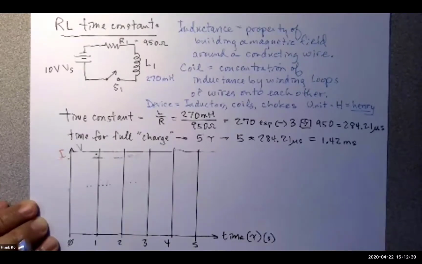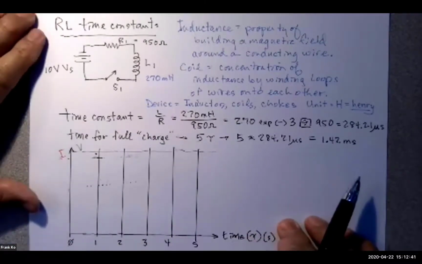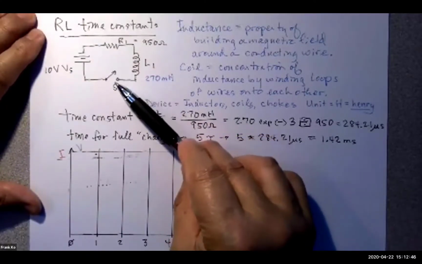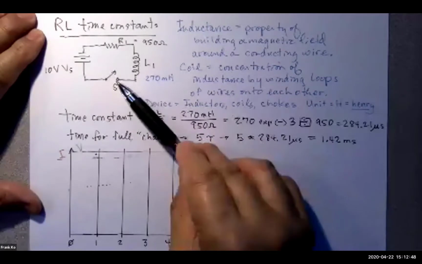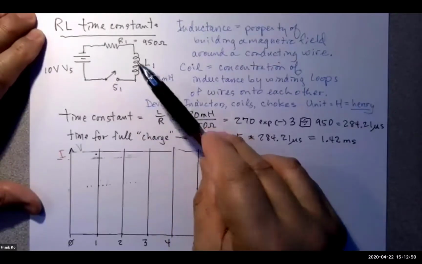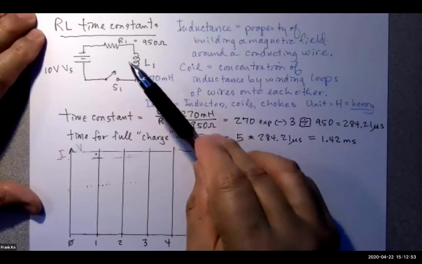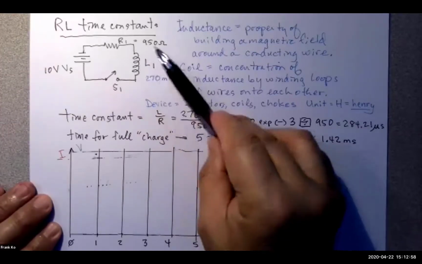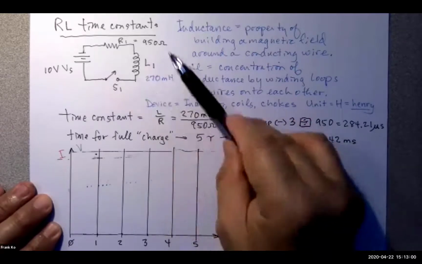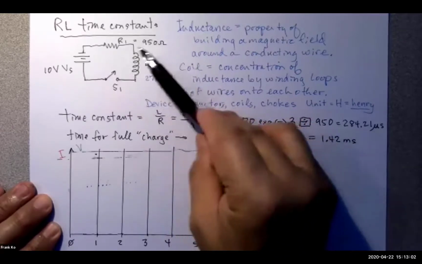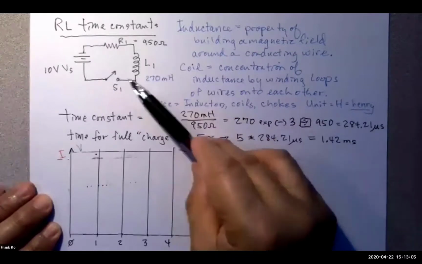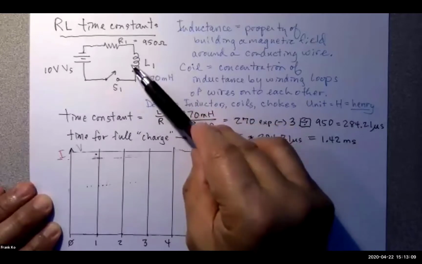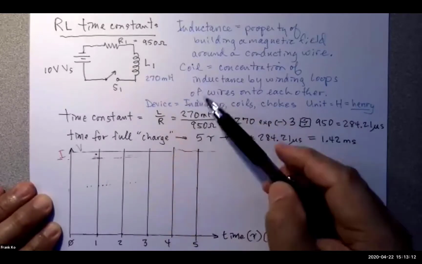And let's describe what happens when this switch is closed. The moment this switch is closed, the coil will resist current flowing. The current will not flow immediately. The coil behaves as if it's blocking all the current. And if it blocks all the current, it is as if this were infinite ohms in series with only 950.